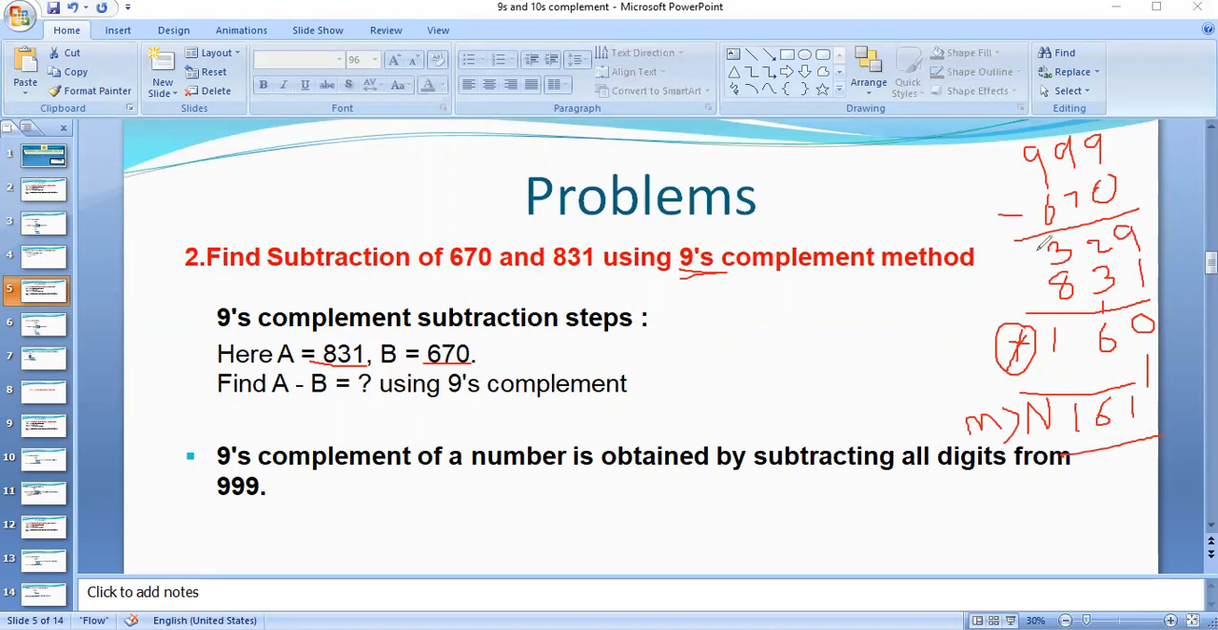In the 9's complement method of subtraction, what we have to do is subtract each digit from 9, that means we find the 9's complement of the subtrahend. After that, we add the 9's complement result to the minuend. After adding, if there is an end carry, that means it is the m greater than n condition. We have to add that end carry to the LSB. So this will be the final answer, 161.